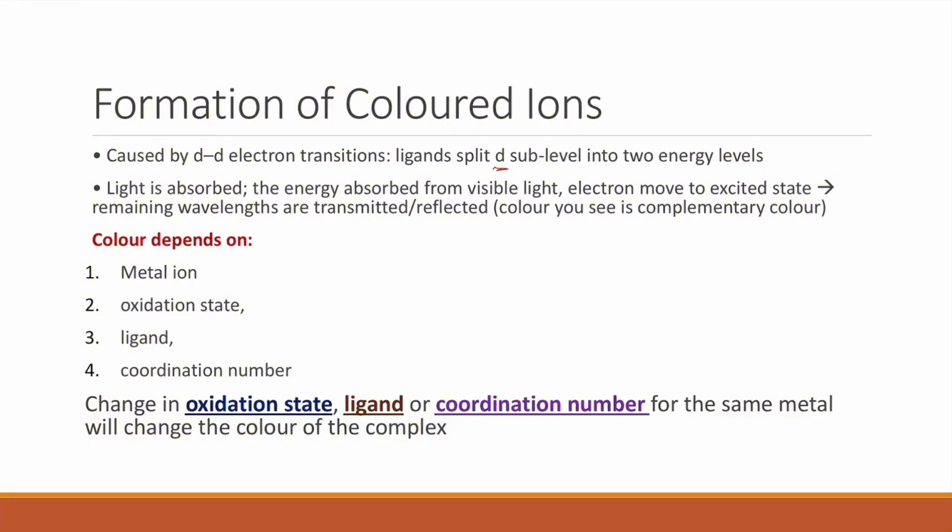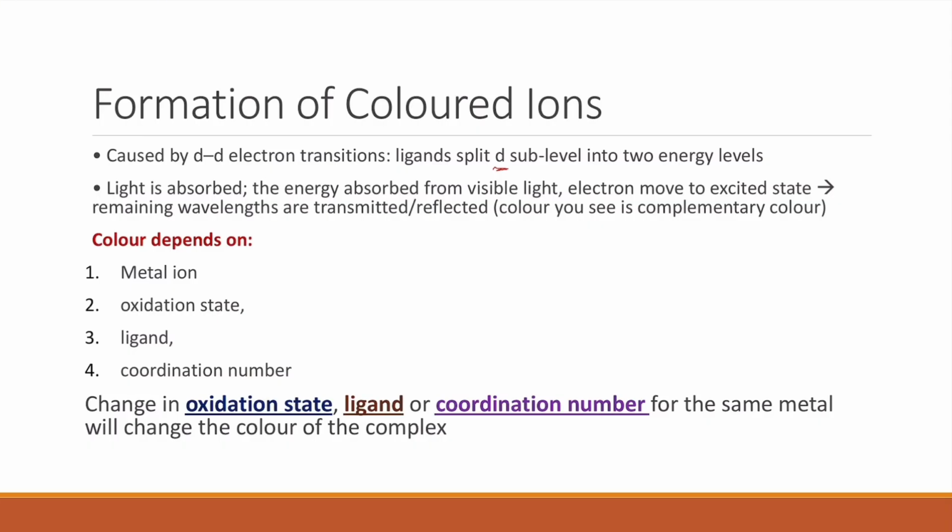The color that you see is the complementary color, or the part of the light that was not absorbed. So this is called the complementary color. The color of the complex of the transition metal will depend on four things. The first is the metal ion itself, depending on which transition metal we are using. The second is the oxidation state of that metal ion. You could use the same metal ion with a different oxidation state, and that will give you different colors. Then the ligands: different ligands will give you different colors.